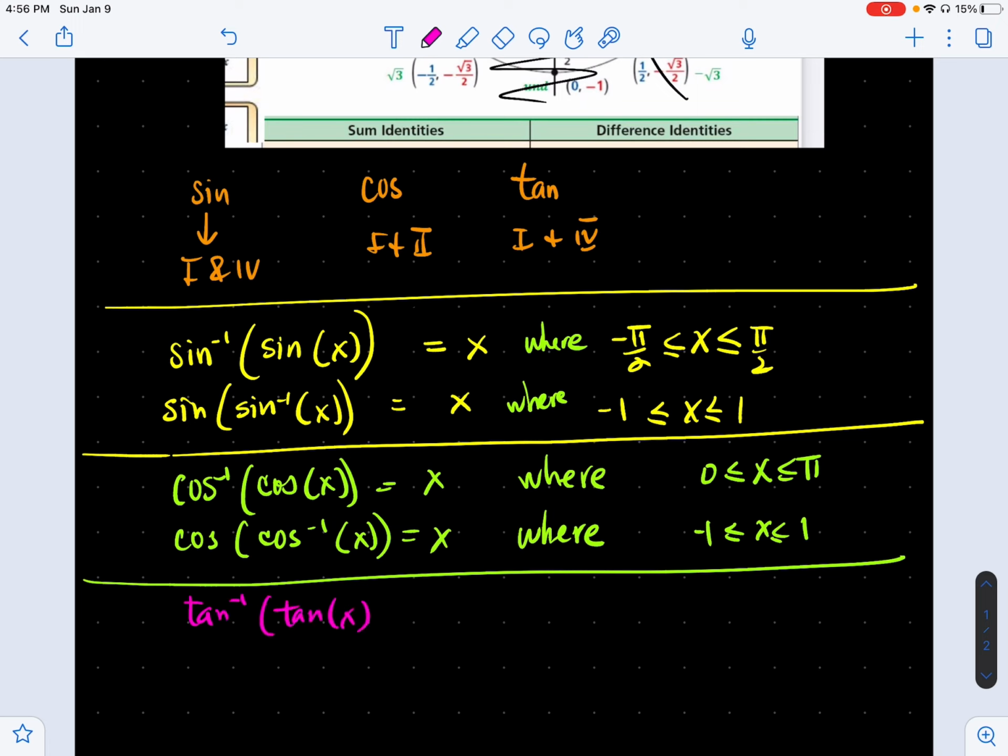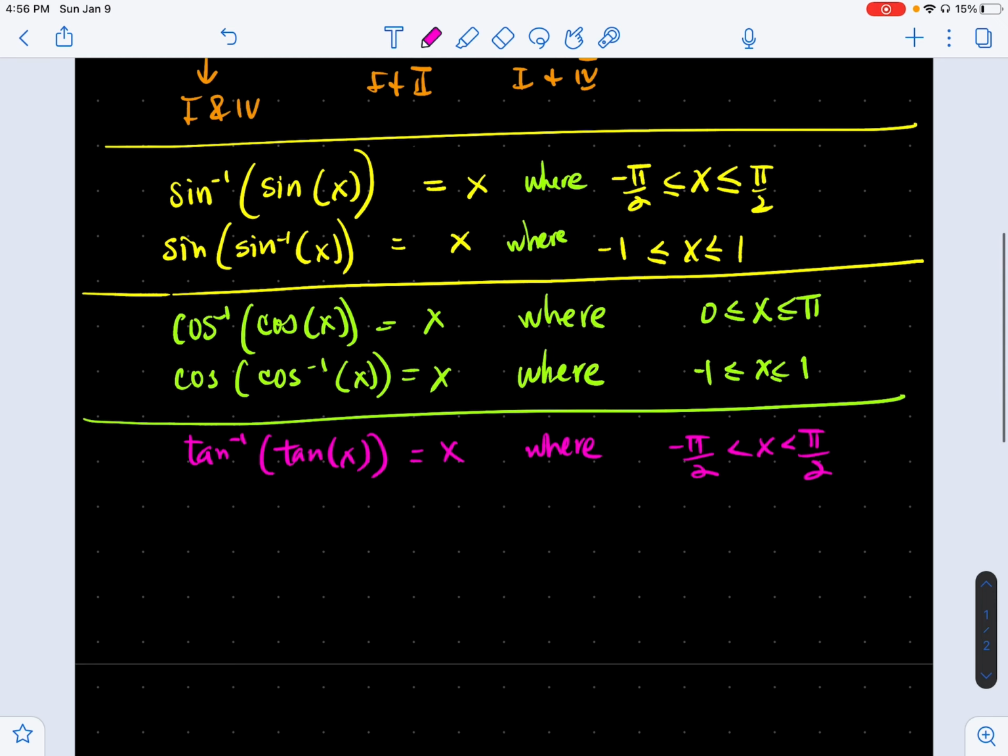However, if I have tangent inverse of tangent of x, I can still go ahead and cancel the two. The answer will be x, and this x better be between quadrant 1 and 4 again, but the quadrantals are not included. What that means is, if you notice, I did not put that equal to sign here. That would make it incorrect. The reason tangent does not accept 90 degrees and -90 degrees is because there are asymptotes there in the tangent graph.